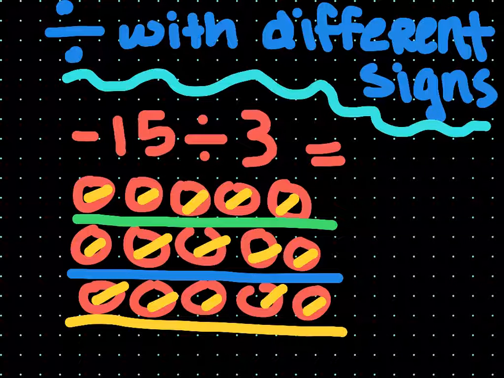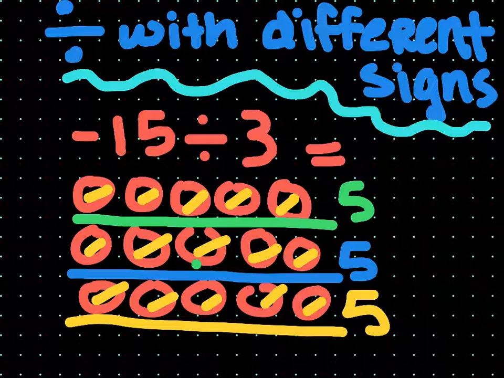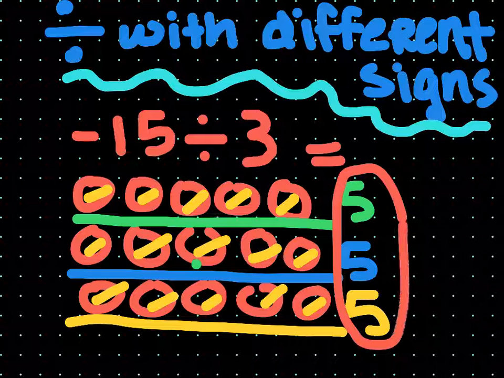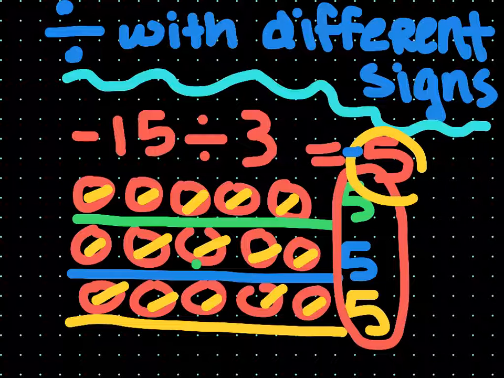Okay, so let's count. 1, 2, 3, 4, 5. So there are 5 in this group. 1, 2, 3, 4, 5. There are 5 in this group. 1, 2, 3, 4, 5. There are 5 in this group. Alright, well those are all the same answers, so that means negative 15 divided by 3 is 5. Okay, so that's our final answer.